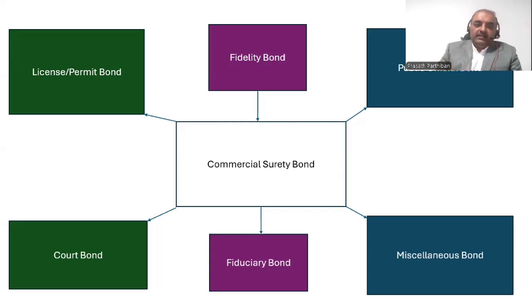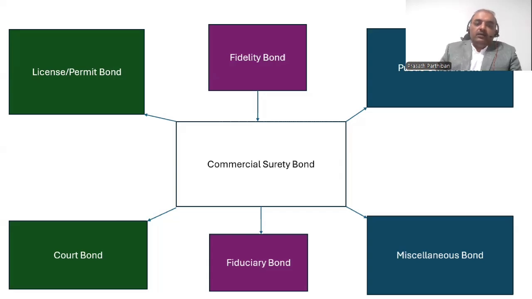Now, there are six major categories, as you see from this PPT. The license or permit bond is, if you have a company, maybe a restaurant, your license will clearly say you have to follow some health and safety measures. If you don't follow them, and as a result there is any loss, or a customer gets ill, or the government entity is at a loss, then this license or permit bond will take care of that.